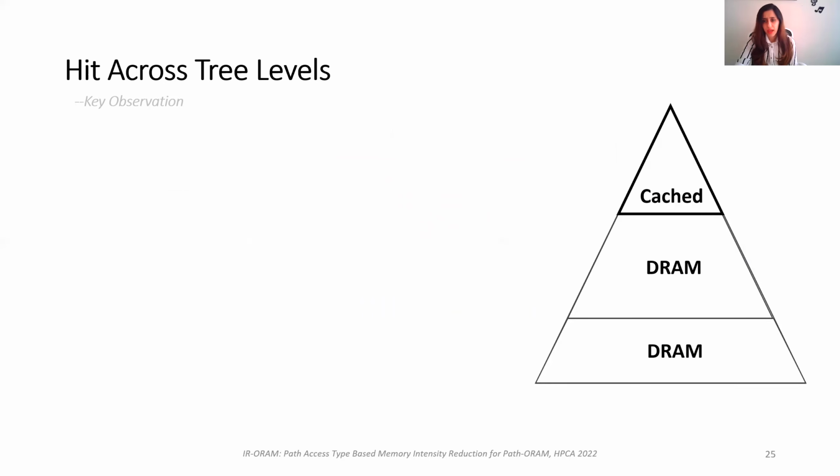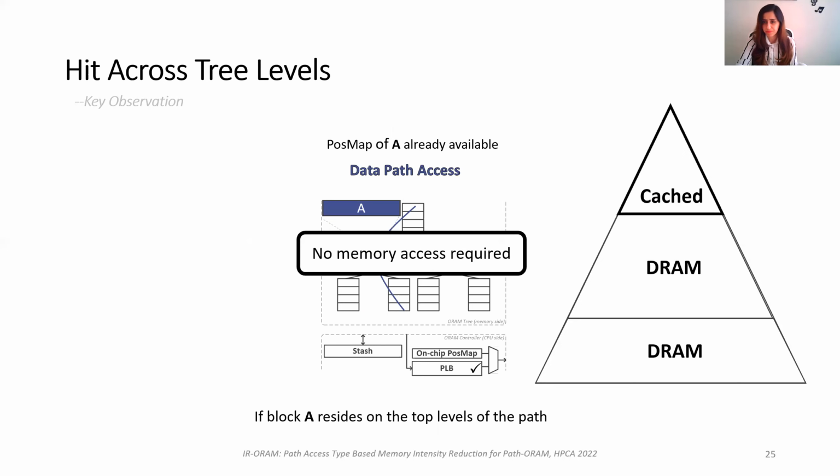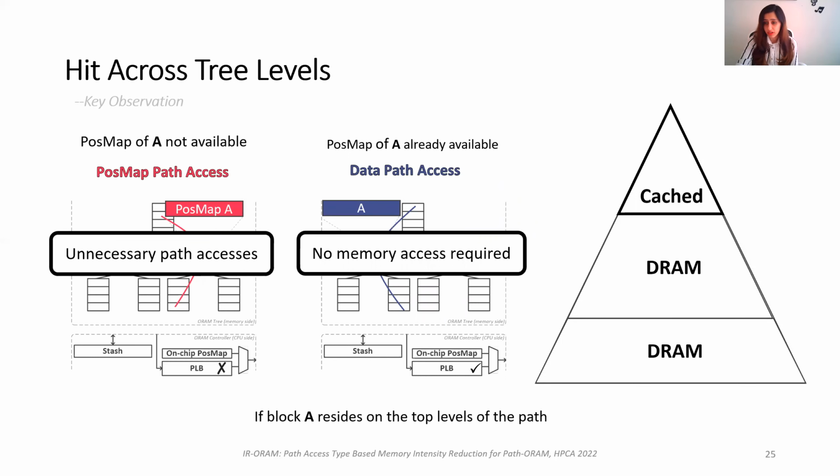Considering an example, if block A resides on the top levels of the path, in the case that its position map entry is already available, then no memory access will be required because the top levels are cached. However, in the case of a PLB miss, a postmap access is required, which is unnecessary, given that the requested block is going to be found in the treetop cache.